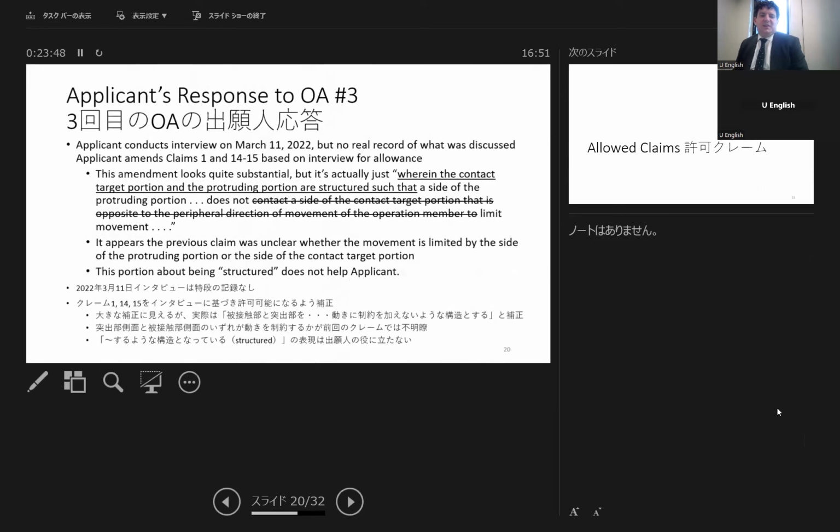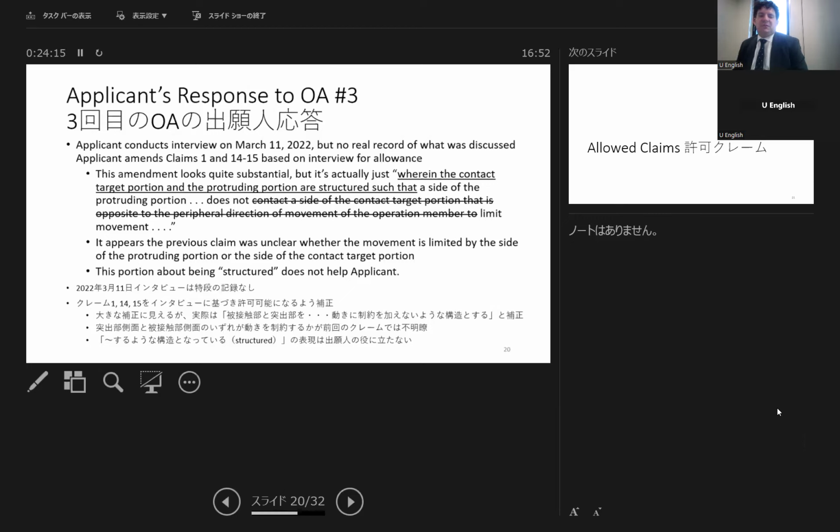In terms of generating their response, the applicant conducts an interview, but we don't really know what happens. There's not really a discussion by the applicant. There's not really a discussion by the examiner. All we know is that the applicant amends claims 1 and 14 through 15 based on the interview, and they try to put this in condition for allowance.